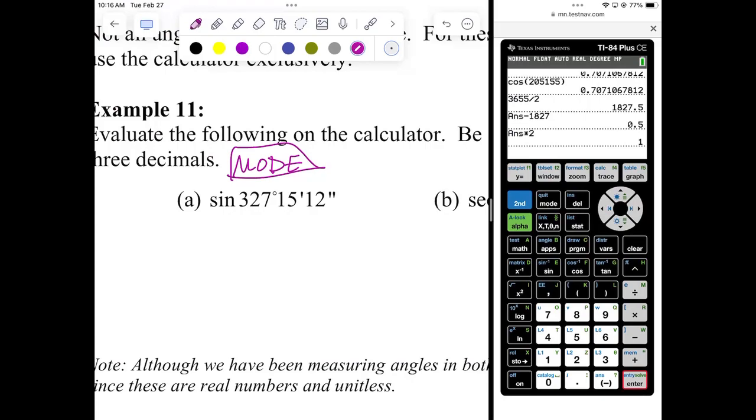Let's do part A. 327, 15, 12. That's not on the unit circle. That is in quadrant 4, so I know the sign at least is going to be what type of number? Positive or negative?